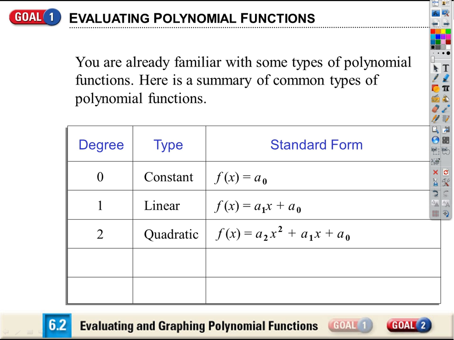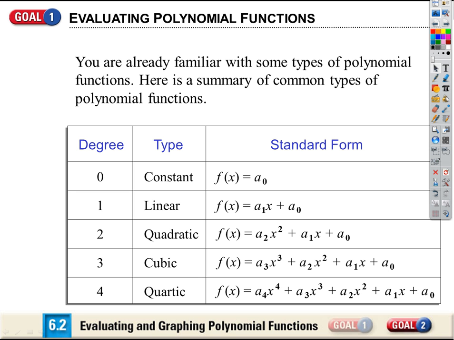And then the last one that we'll name is a quartic. Fourth degree polynomial is what we call a quartic, and we just add one extra term out in front. That's it. So each time we get a bigger polynomial, we're just adding one extra term with a bigger power of x, and that's it.